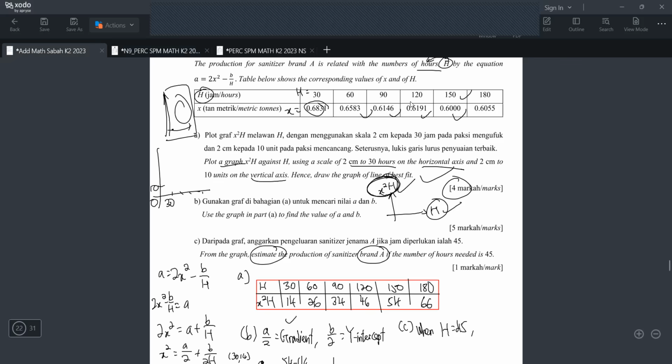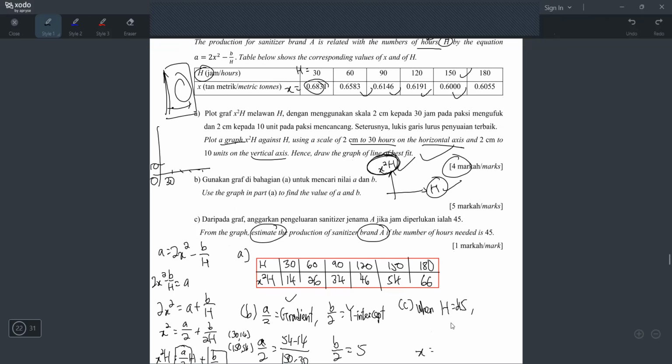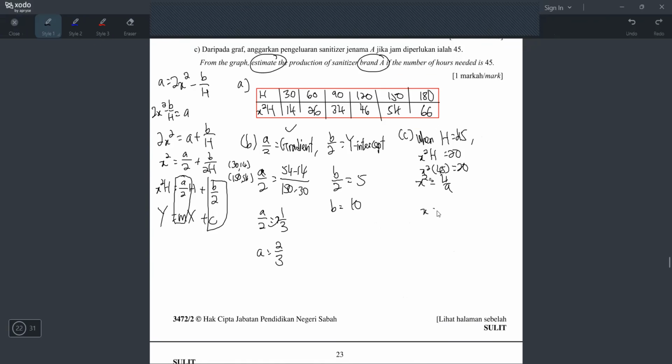So let's go back here. When h equals 45, the 20 will be your x square h. Not the x, this is not the x answer, this is x square h. So how to find x then? We all know h is 45. So now you can find your x square. How to find your x square? 20 divided by 45. Let's press 4/9, which is 0.44. Just write 4/9. And then x equals square root 4/9. Square root 4/9 is 2/3.